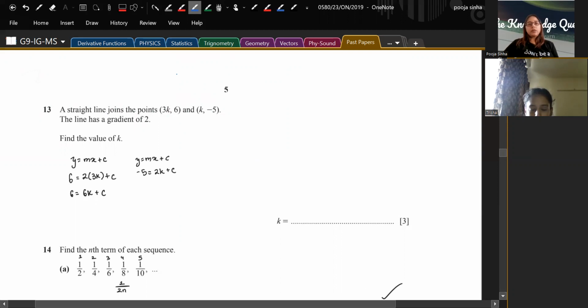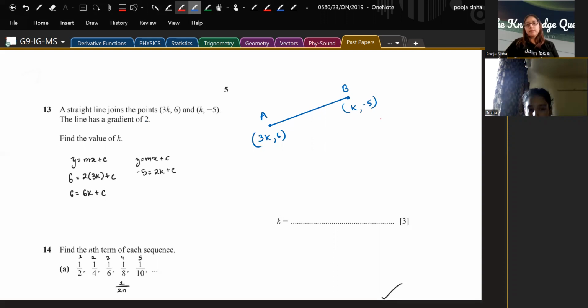So it says a straight line joins 2 points. So let's say this point is 1 point, this is another point, and, sorry, my straight line has gone a little on the other side. So let's say this is 3k comma 6, and this point is k comma minus 5. Let's call this point A and this B. It says the line has a gradient of 2. You know what is gradient? Gradient is m is equal to y2 minus y1 upon x2 minus x1, correct?